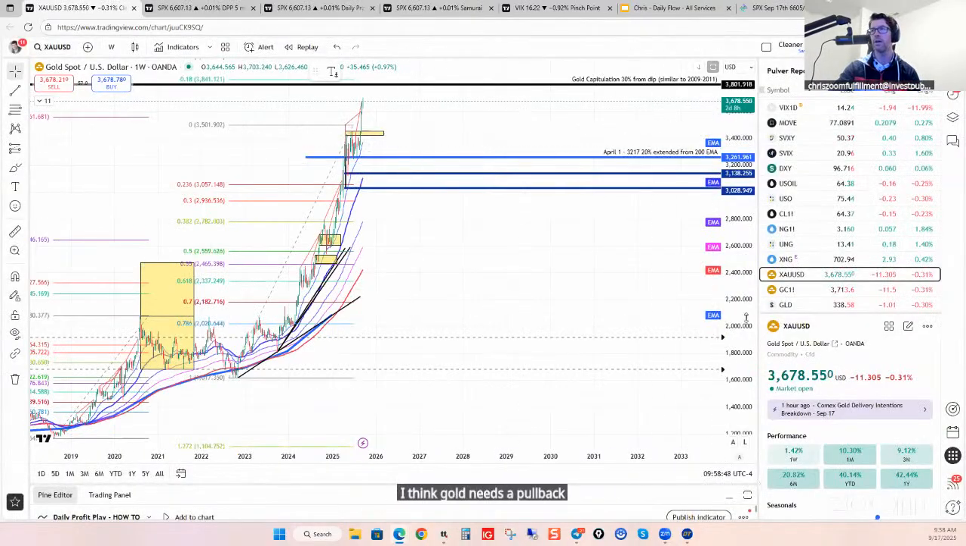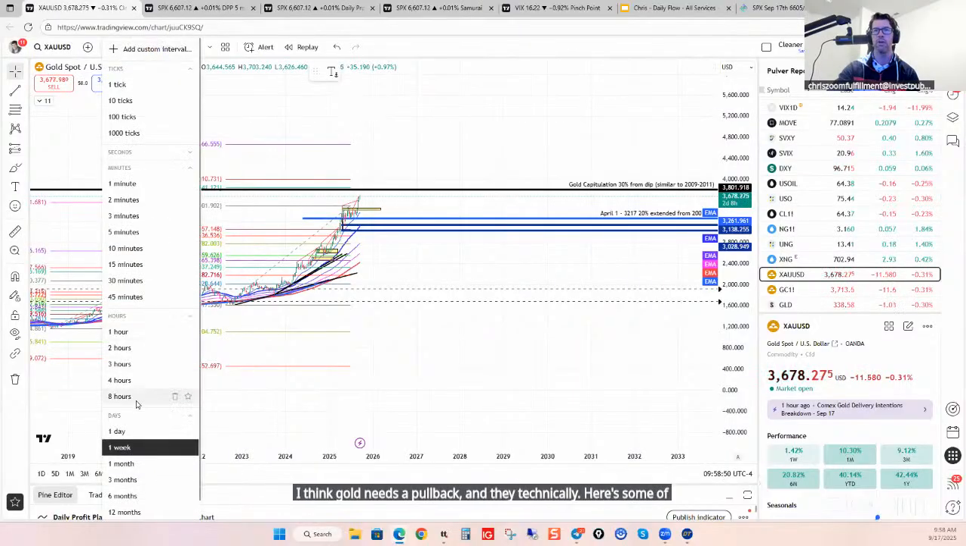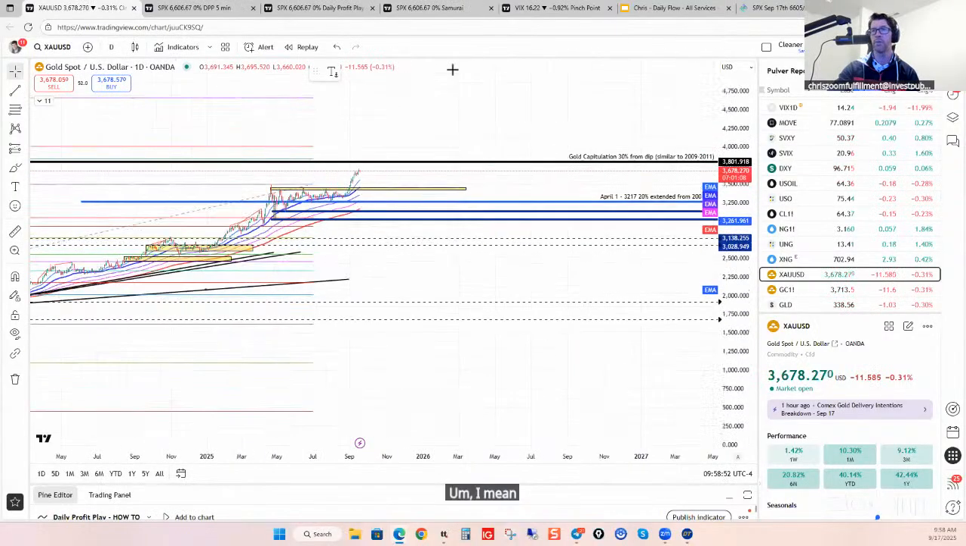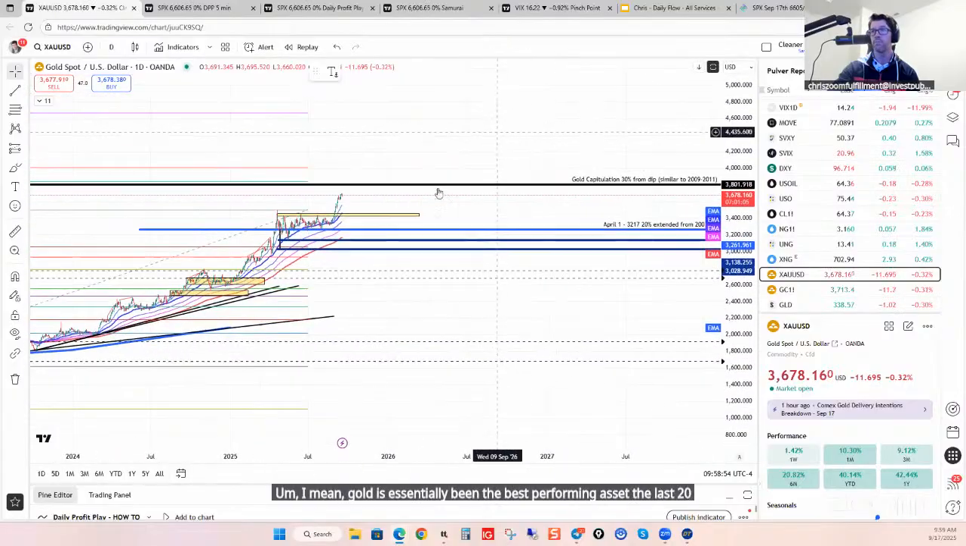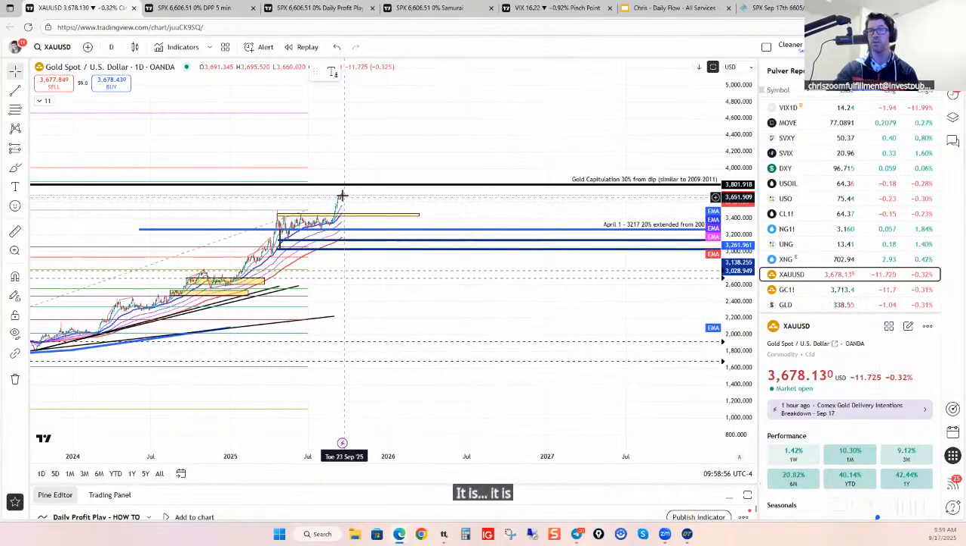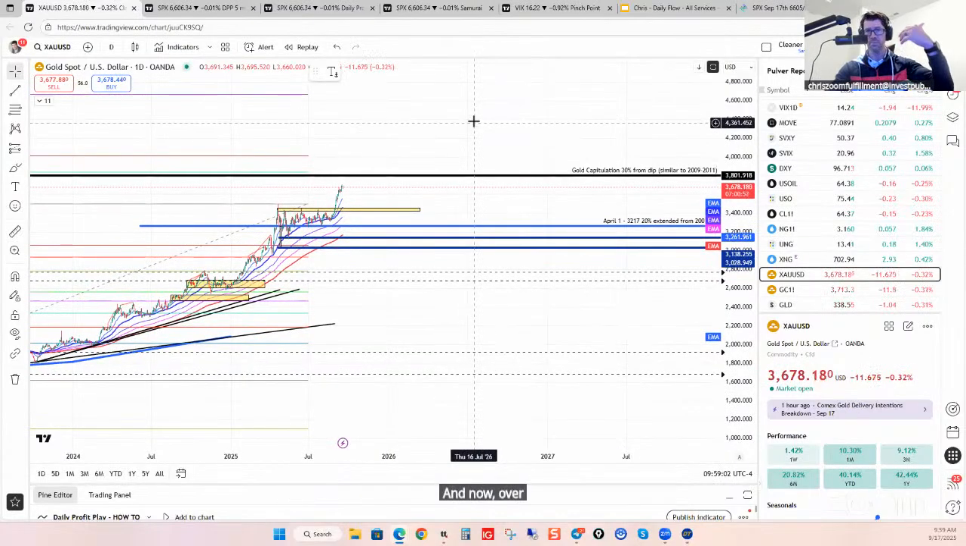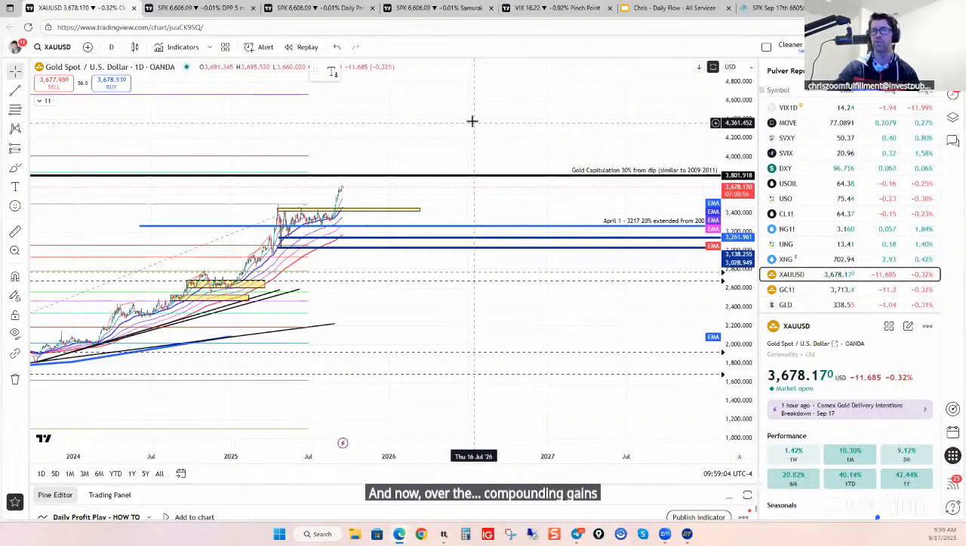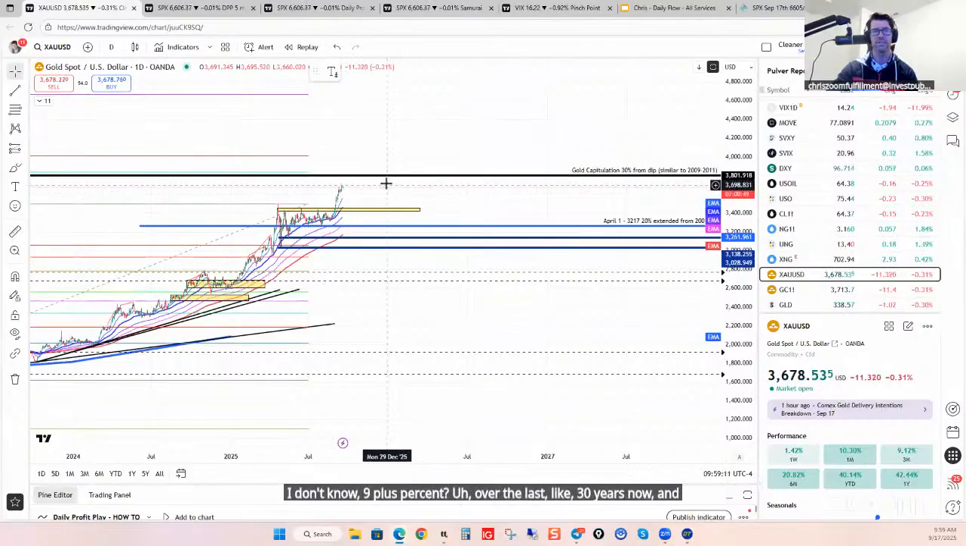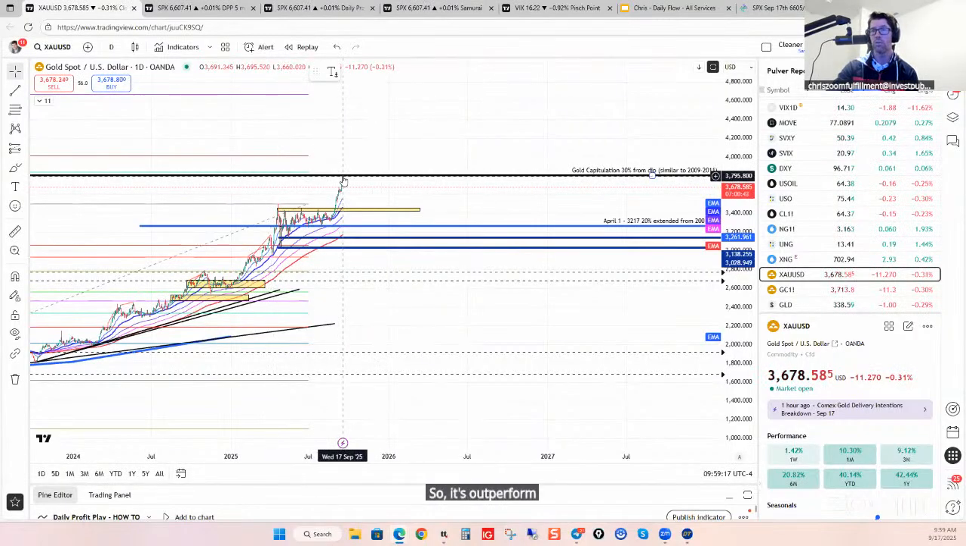I think technically, here's some of the thoughts on the daily time frame. I mean, gold has essentially been the best performing asset the last 20 years. It's outperforming the S&P this year by a mile. It's like 4 times the performance of the S&P this year. And over the compounding gains, I think it's averaged, I don't know, 9+% over the last like 30 years now. And over the last 20 years, I think it's averaged closer to like 18 or 19%. So it's outperformed the SPY, which is insane.